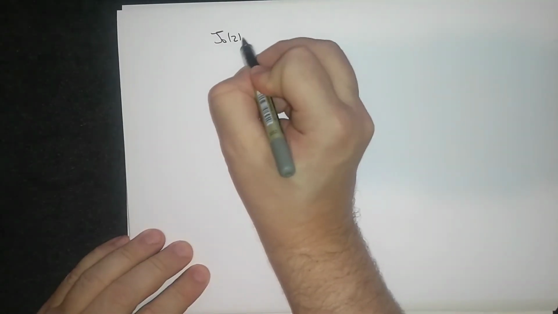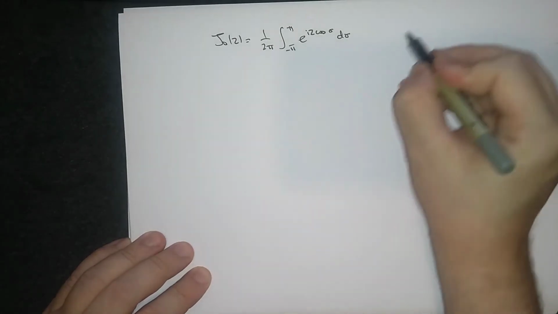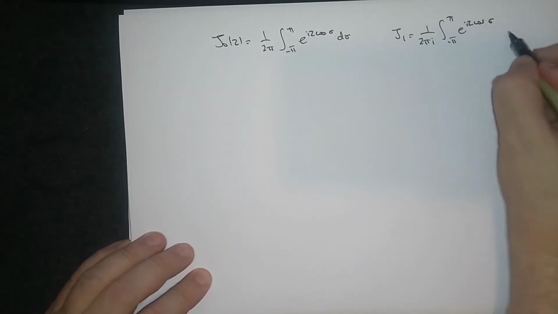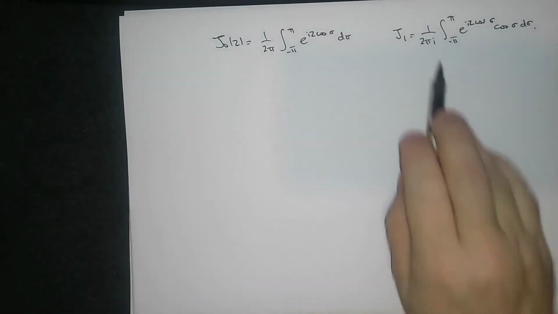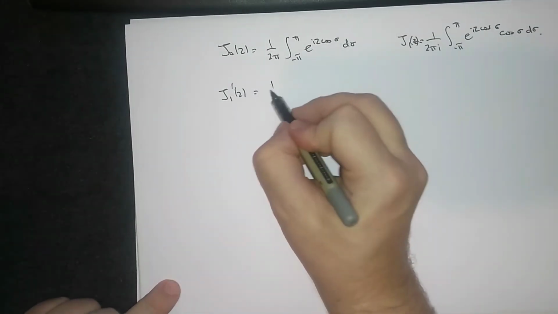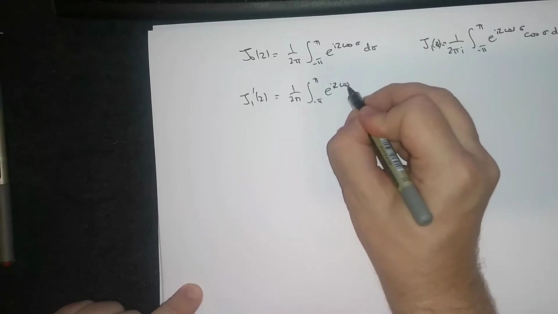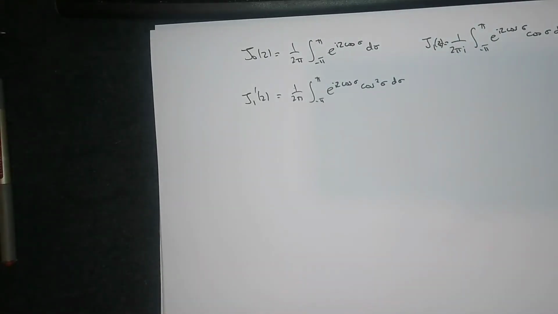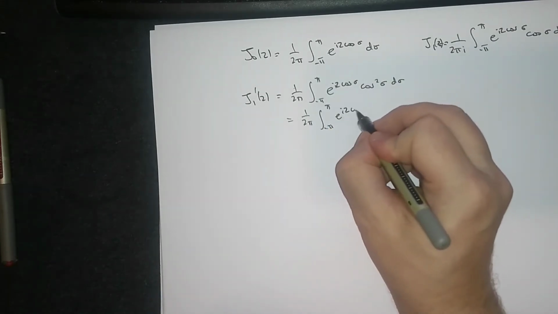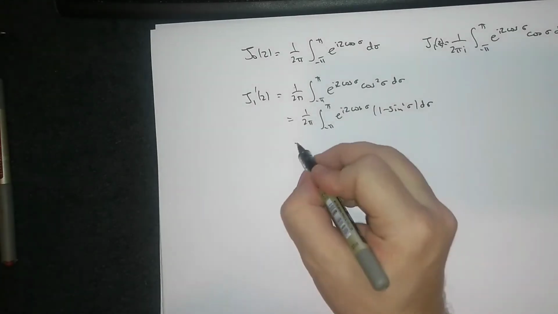In particular, J₀ of z is 1 over 2π integral from minus π to π of e to the iz cos σ dσ, and J₁ is 1 over 2πi integral from minus π to π of e to the iz cos σ cos σ dσ. Now, J₁′ as a function of z is equal to 1 over 2π integral; I bring down an i cos σ, so the i goes there, cos squared σ dσ, 1 over 2π integral of one minus sin squared σ dσ, or with a one, that's just J₀ of z.